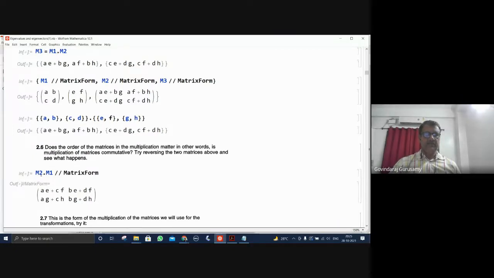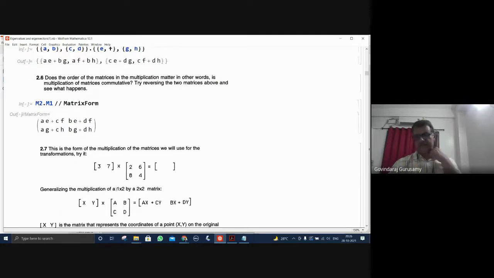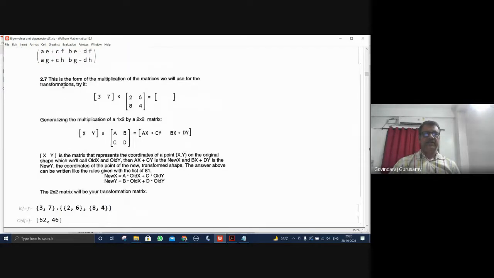But what happened to M2 dot M1? Compare this with what you have. They're not equal. So please remember the order of multiplication for the matrix. When you change it, you have different results. You can see here AE plus BG, here AE plus CF, completely different results. AF plus BH, BE plus DF. I just reversed the order. Here CE DG, AG CH, then CF DH, here BG DH. You have a completely different result, so that should be taken care of.